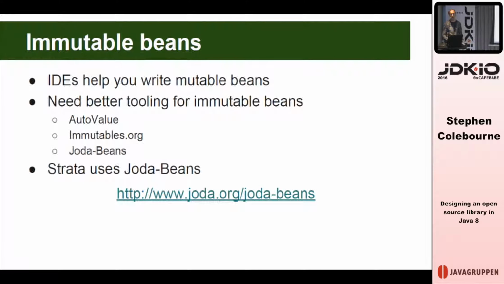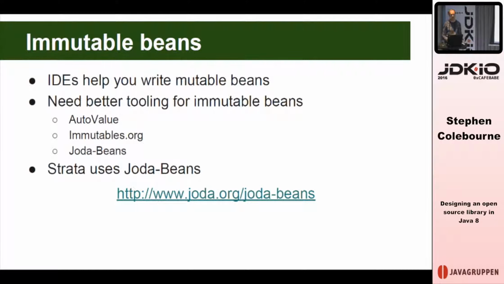But IDEs today are only helping you to write mutable beans, so we need better tooling that will support immutable beans going forward. Now, I'm highlighting these three tools as perhaps being the ones to look at. AutoValue comes from Google, and Immutables.org is another one, and both of those are annotation generators. So you add annotations to things, and the annotation processors, which you set on the command line when you're compiling, will generate code for you.